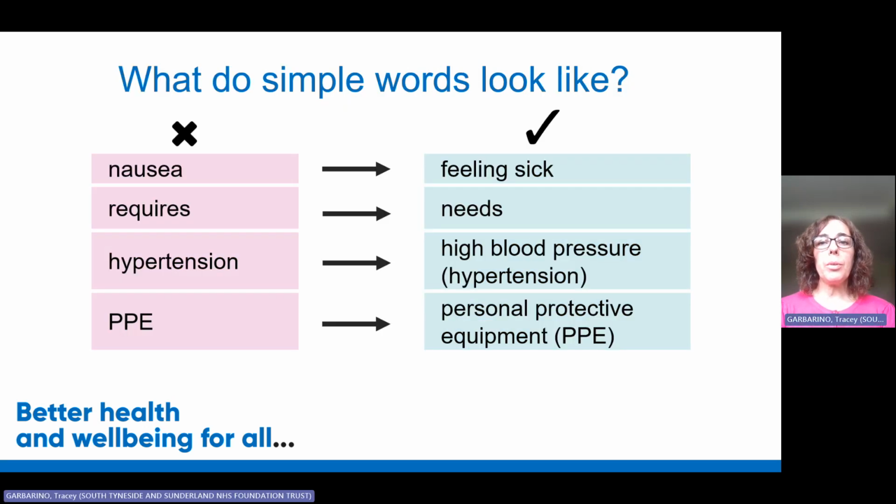Here are just a few examples of what simple words look like. So instead of saying nausea, use feeling sick. Instead of requires, say needs. Instead of hypertension, say high blood pressure and then put hypertension in the brackets afterwards. And instead of using PPE, say personal protective equipment and then the PPE in brackets after.